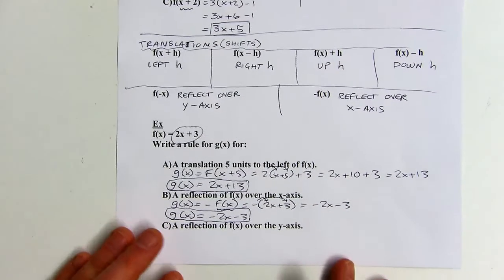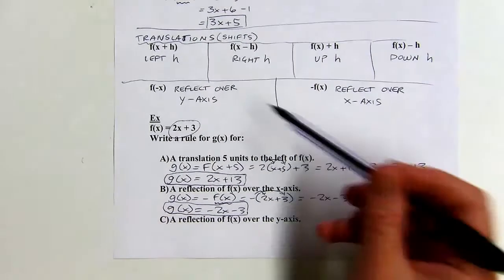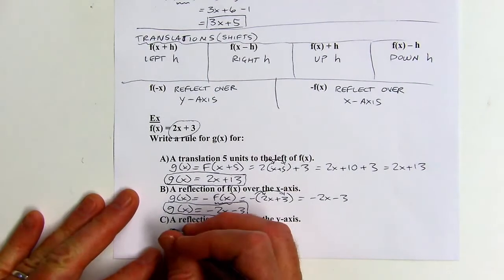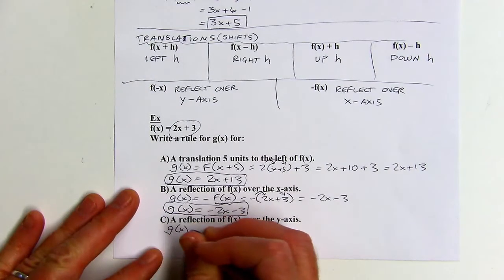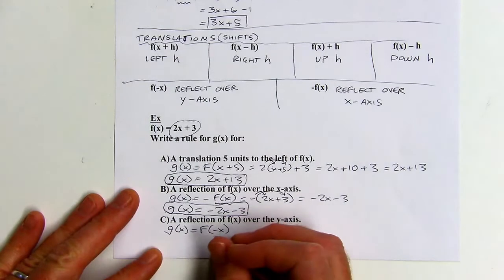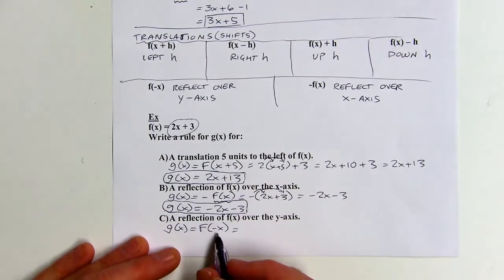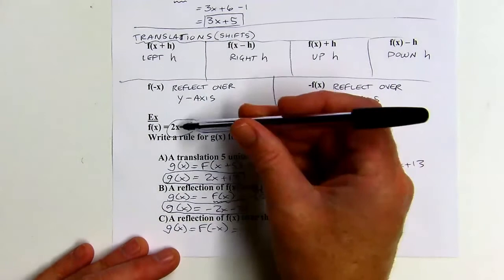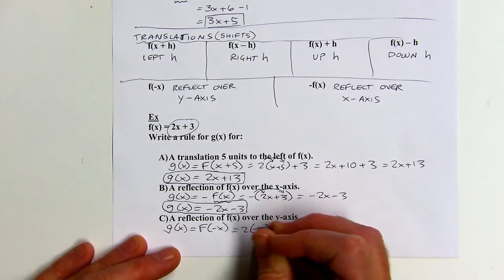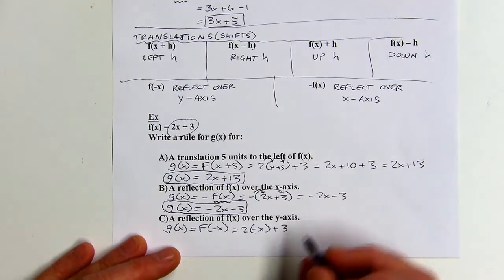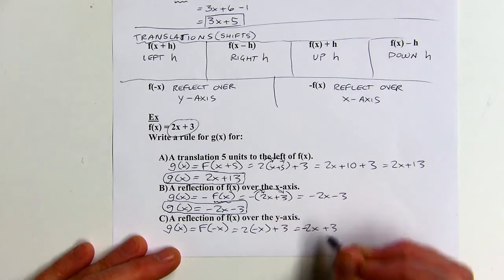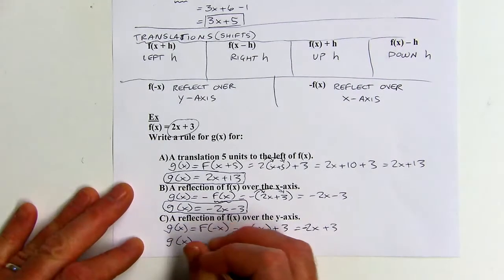Okay, let's go over the y-axis now. Over the y-axis, we're going to change the input to negative x. So g of x is going to equal f of negative x. That just means we're taking function f with an input of negative x. So 2 times something plus 3, and that something is going to be negative x. When I multiply here, I'm going to get negative 2x plus 3. So g of x is negative 2x plus 3.